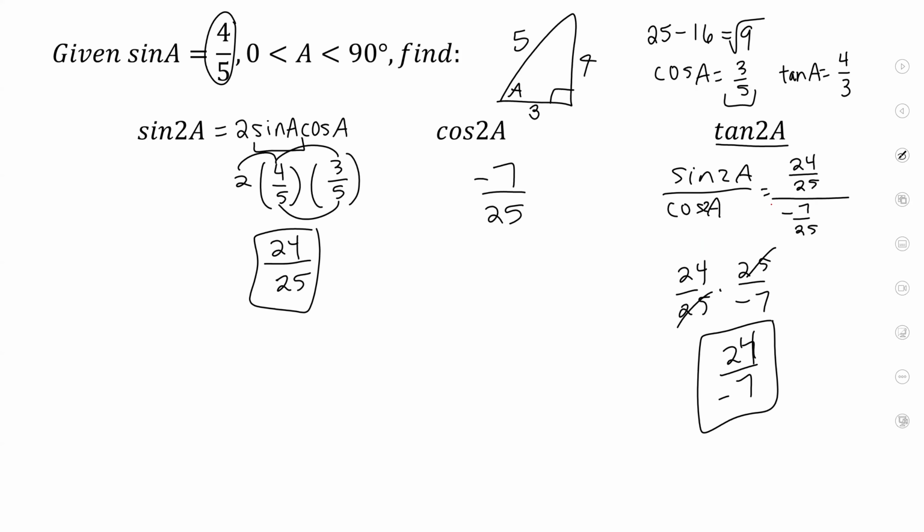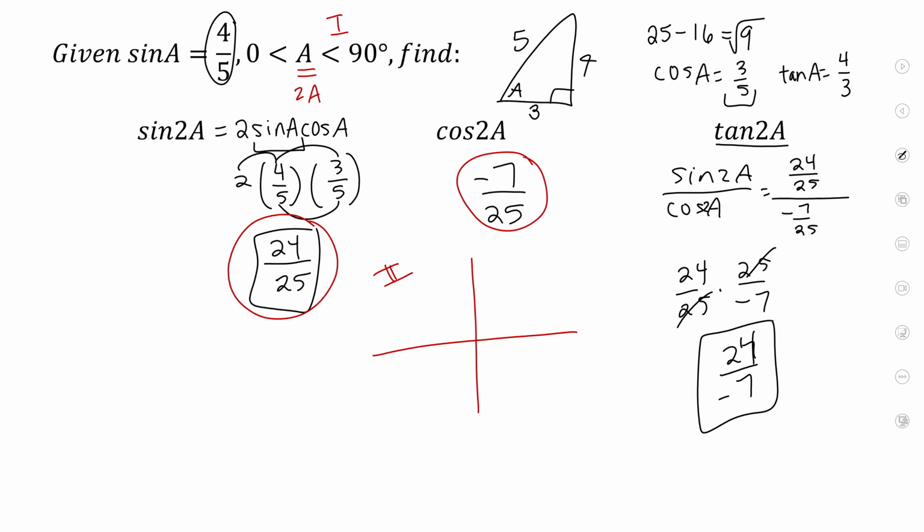Last question. Angle A is in the first quadrant. Where is the double angle? Quadrant 2? Yes, thank you. Okay, because your sine is positive and your cosine is negative. Sine is positive and cosine is negative only in quadrant 2. So that means the angle 2A is in quadrant 2.